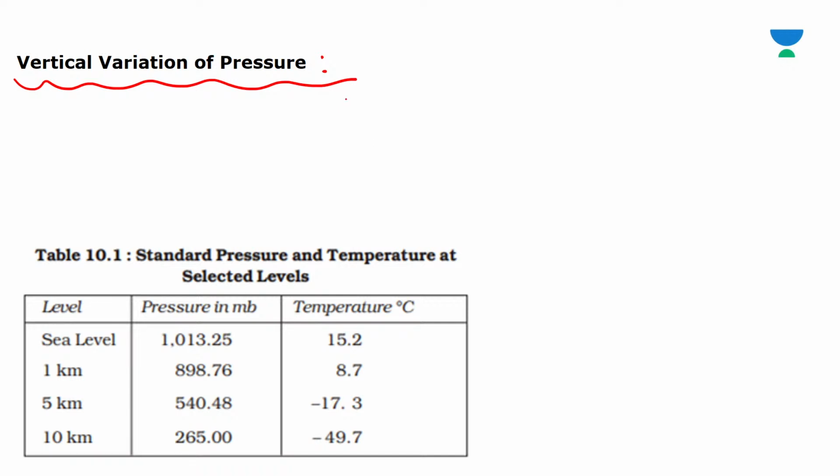Friends, in the lower atmosphere, the pressure decreases rapidly with height, and the decrease amounts to about 1 millibar for each 10 meter increase in elevation. It does not always decrease at the same rate.